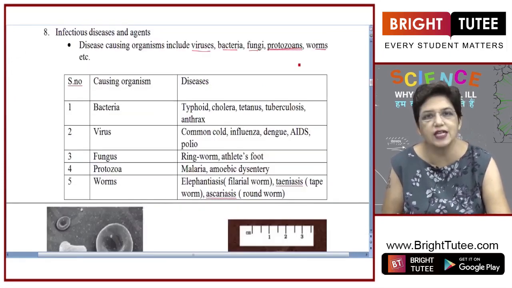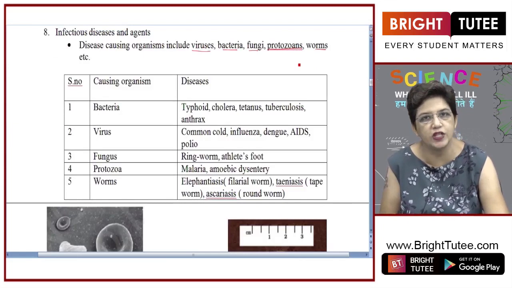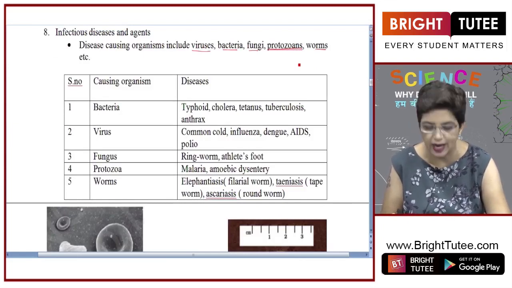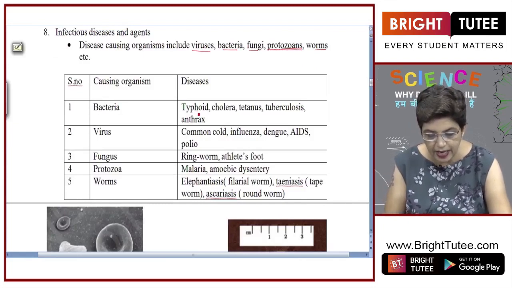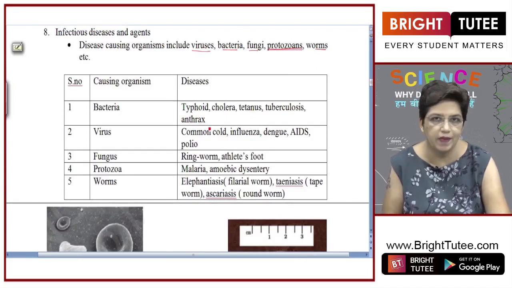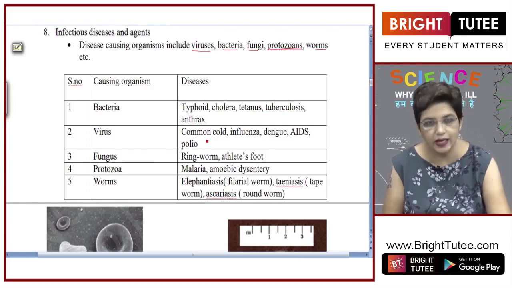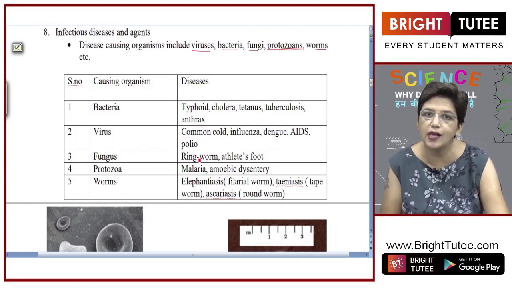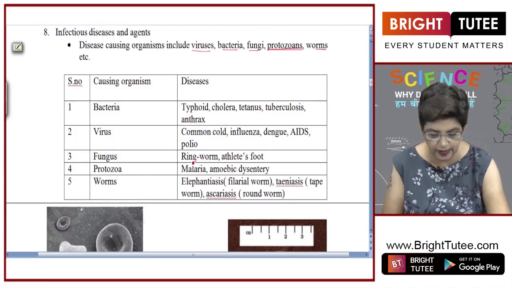So in this table I've given you some examples of the diseases caused by these microorganisms. Bacteria: typhoid, cholera, tetanus, tuberculosis, anthrax, and there are many more. Then virus, like common cold, influenza, dengue, AIDS, polio. These are all viral diseases.